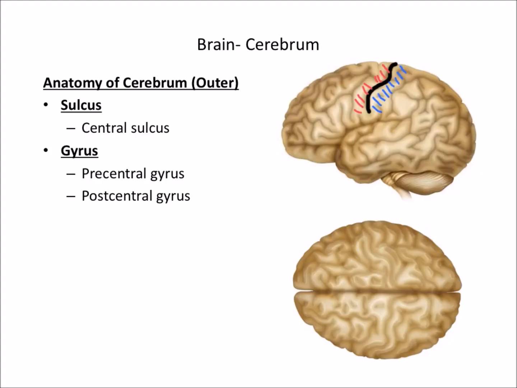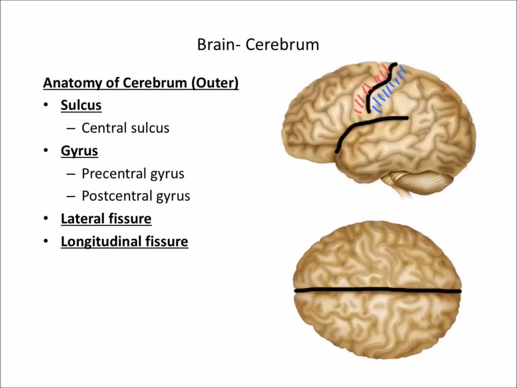The next surface feature is the lateral fissure. A fissure is deeper than a sulcus. The lateral fissure separates the parietal lobe from the temporal lobe. And finally, the last feature seen from a superior view is called the longitudinal fissure. The longitudinal fissure separates the cerebrum into left and right cerebral hemispheres.